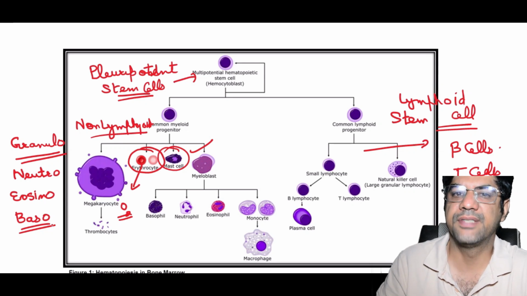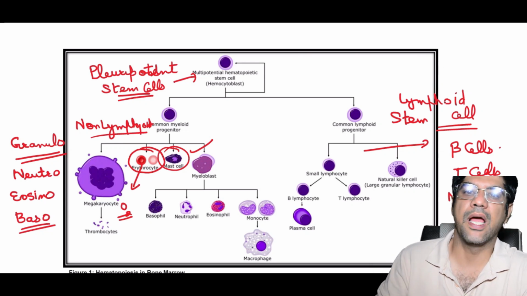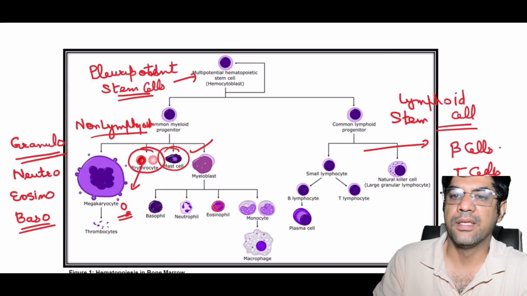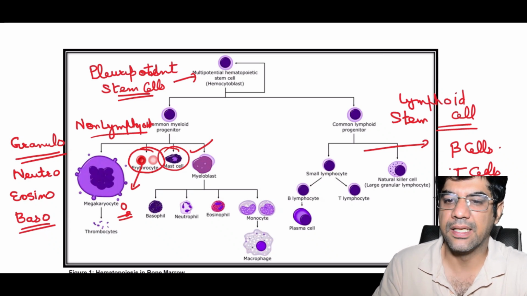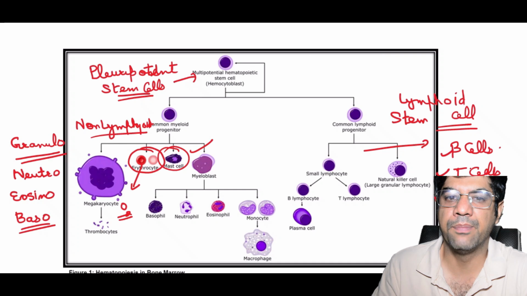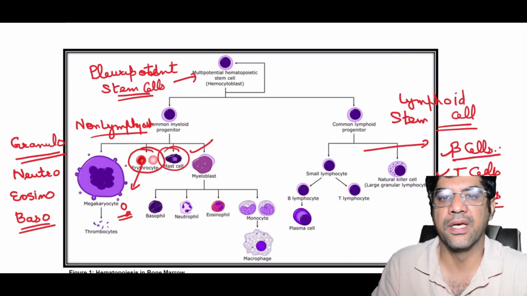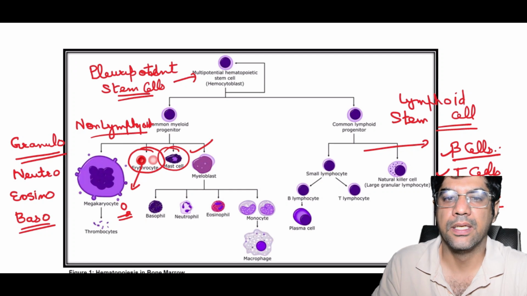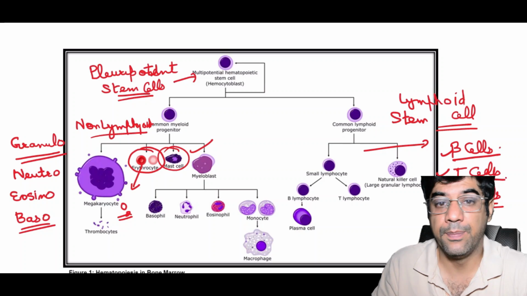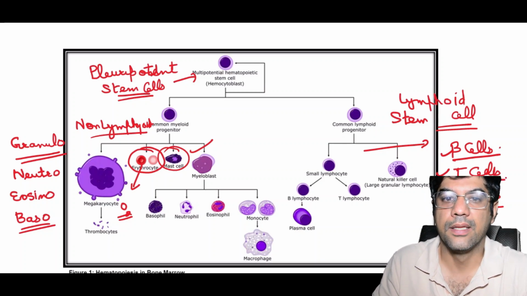Now the lymphoid stem cells, remember, they produce B cells, T cells and NK cells. The B cells produce antibodies as part of adaptive immunity. The T cells play a role in cell mediated immunity. The natural killer cells play a role in innate immunity.